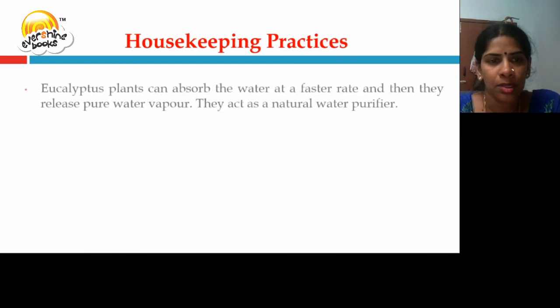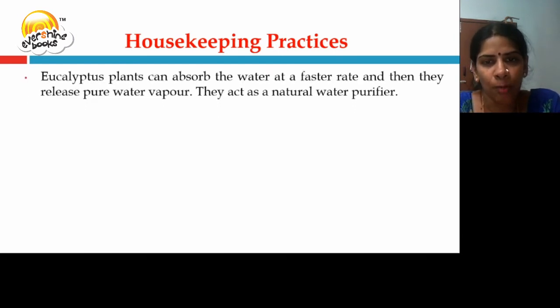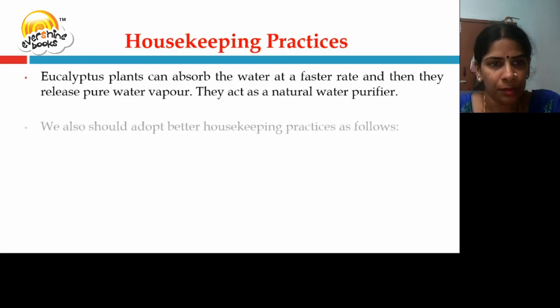Housekeeping practices. Eucalyptus plants can absorb water at a faster rate. They then release pure water vapor. Hence, it acts as a natural water purifier.